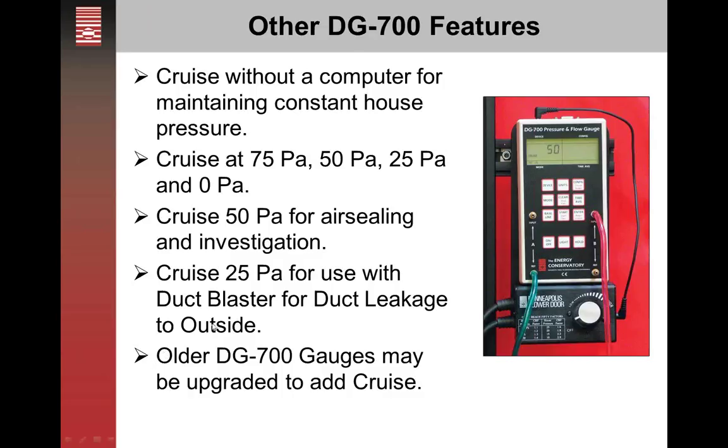The Cruise 25 value is very useful for doing duct leakage to outside, and we'll talk a little bit about that later on. We want to maintain 25 pascals while we're doing a duct leakage test, and that is a very useful function. Now there are older gauges that the way to determine if your gauge has cruise capability is that you won't have any of the red writing on the buttons. Older gauges are able to be upgraded to cruise.